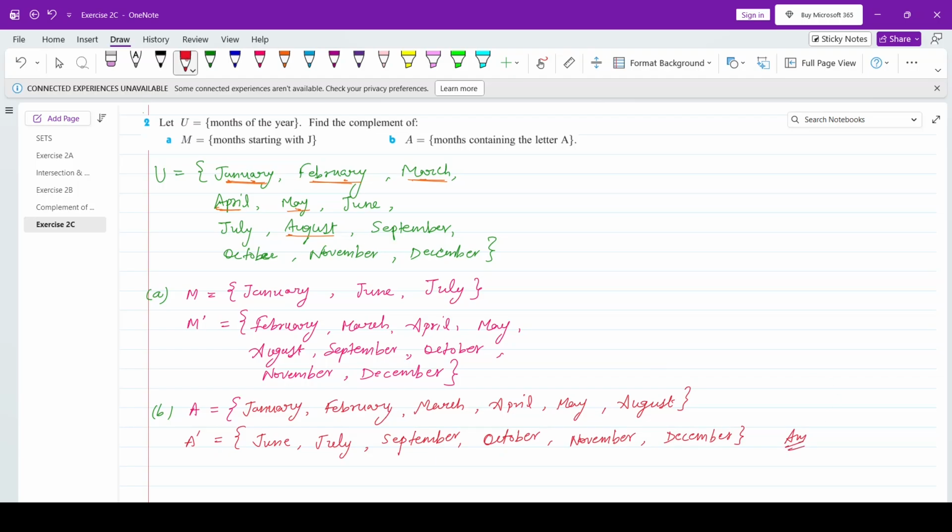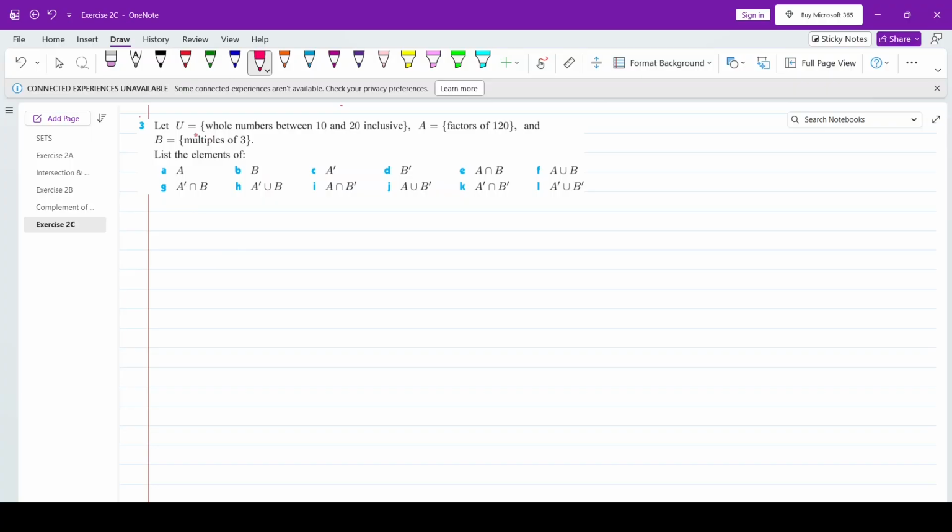Let's move on to the next question. Let U be a set containing whole numbers between 10 and 20 inclusive. So U, universal set, is a set of numbers between 10 and 20 both inclusive. So 10, 11, 12, 13, 14, 15, 16, 17, 18, 19, and 20.